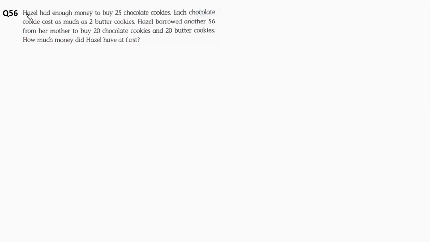What this means is that she had enough money to buy 25 chocolate cookies, but instead, she didn't do that. Instead, she borrowed another $6 from her mum so that she could buy 20 chocolate cookies and 20 butter cookies. Okay, which is obviously a different question. And we're asked, how much money did Hazel have at first? Okay, well, I think the first thing that we should do is draw a little model to show how the cost of chocolate cookies relates to the cost of butter cookies.